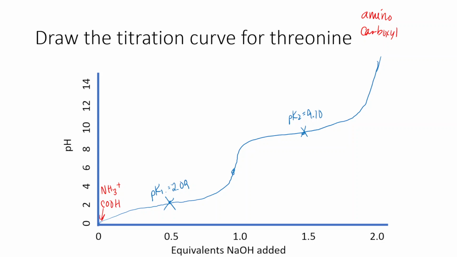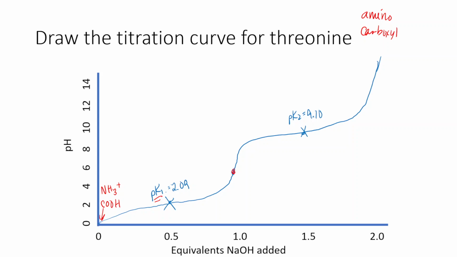At our first equivalence point, that's where things start to change, right? So we've passed our first pK. Is our first pK for the carboxyl or the amino? Carboxyl, yeah. So what happens to our carboxyl group's charge now at the first equivalence point?